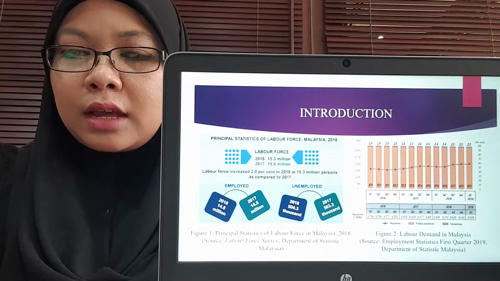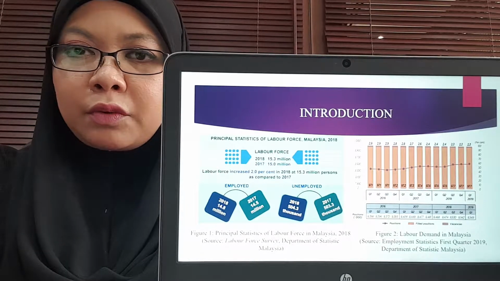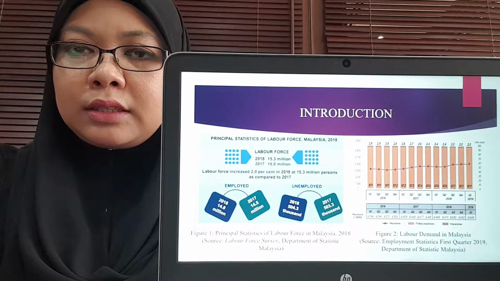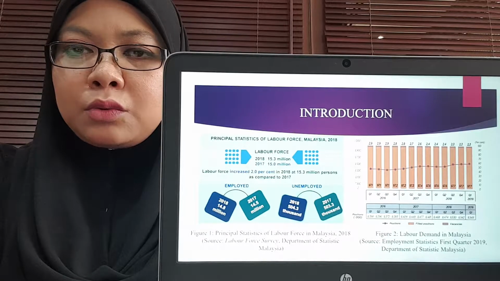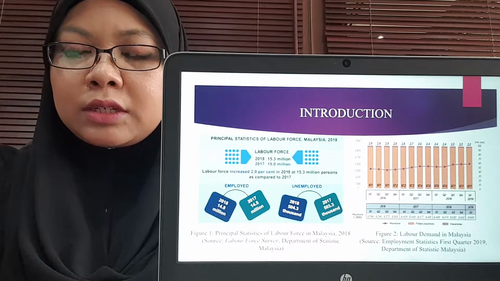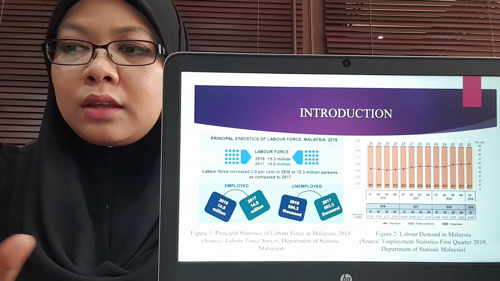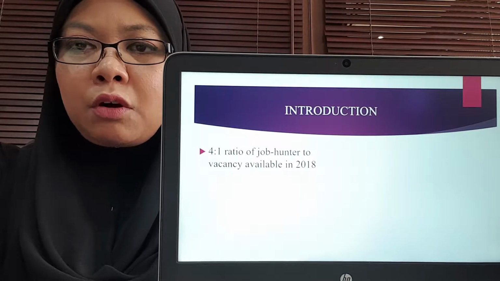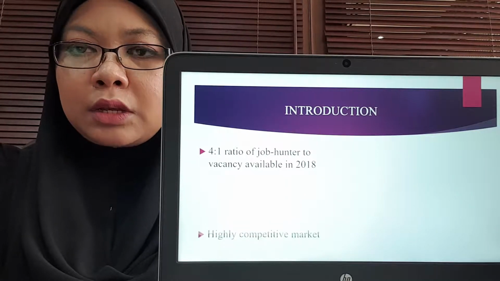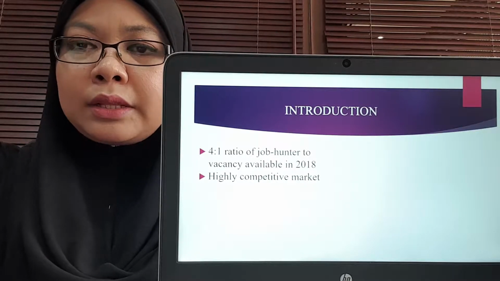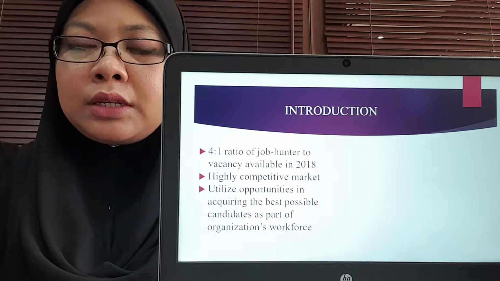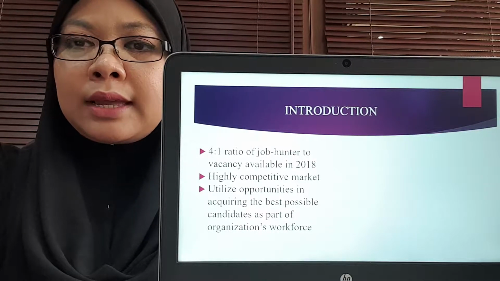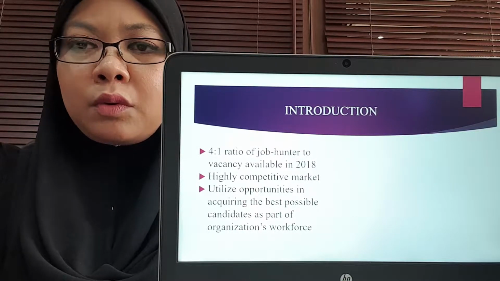It shows that 2.3% of the total workforce in Malaysia are unemployed, and the statistic is dominated by fresh graduates who are unable to find a job after 6 months of graduation. And there was a 4-to-1 ratio of job hunters to vacancies available in 2018, which creates a highly competitive market. This scenario is an opportunity for organizations to acquire the best possible candidates as part of the organization's workforce.